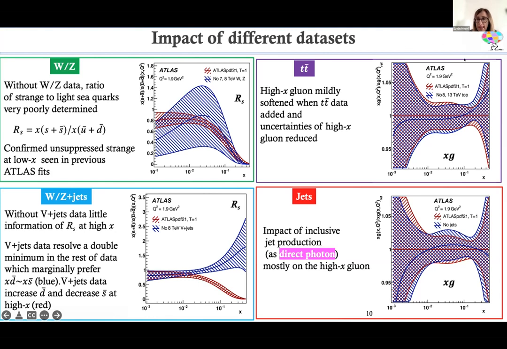So when we add the t-tbar data, we get a gluon distribution that is softer at high x, and the uncertainty in this region gets reduced. As expected, the main impact on the gluon is from jets, and direct photon also impacts the gluon in the mid x range.